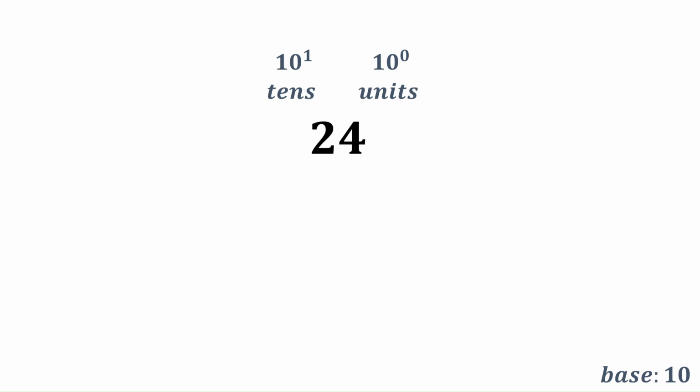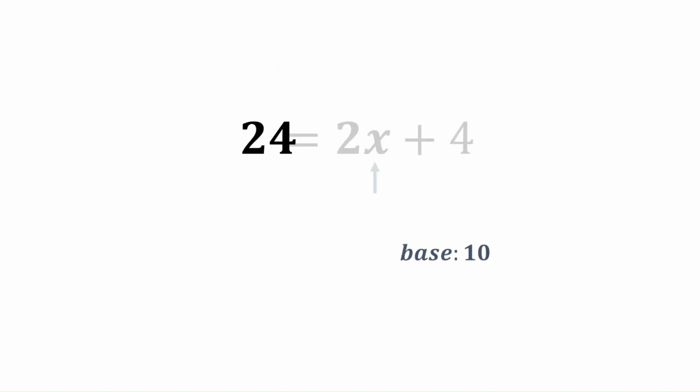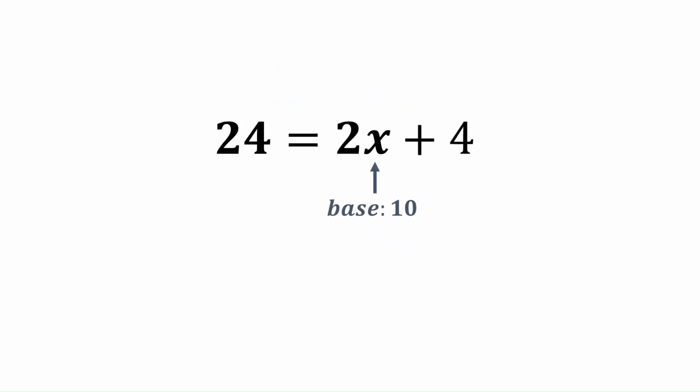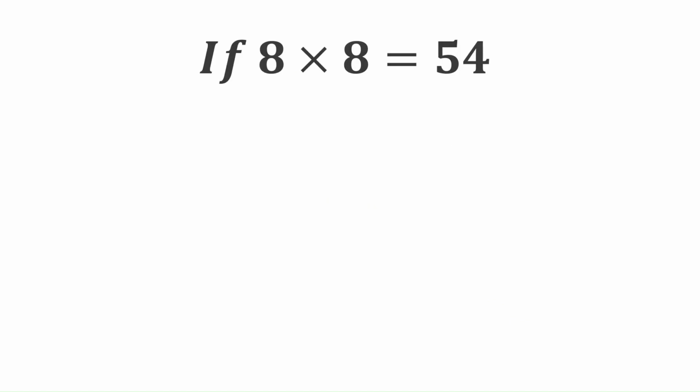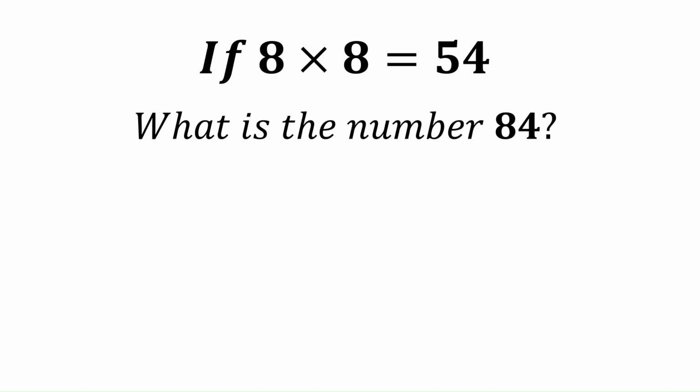This is the key to solving our puzzle. We can represent the number we want in this format to determine the base system our puzzle is using, which is the x in our question. Back to our challenge. If 8 times 8 is 54, what is the number 84?